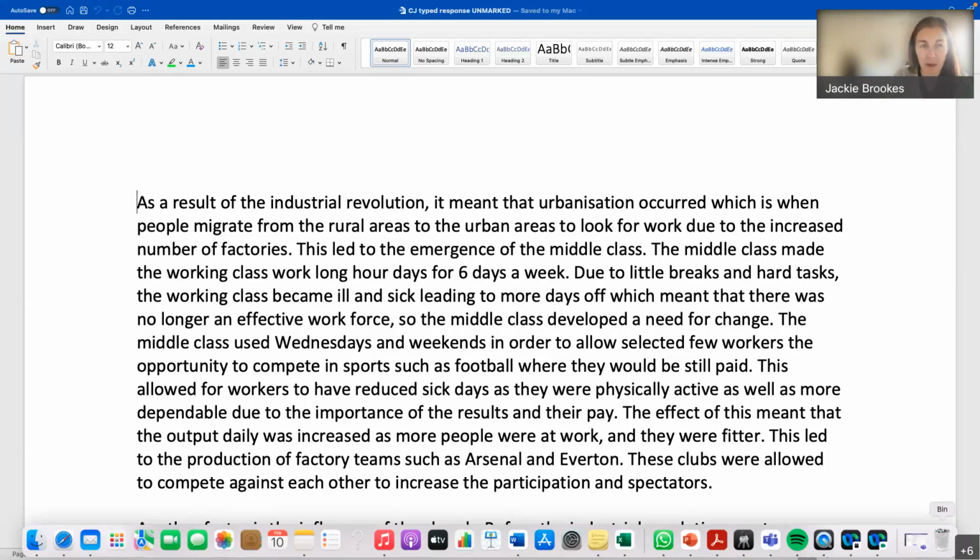I never can quite judge reading time, but hopefully that's given you a little chance to read through that first paragraph. If I was with you physically, I might be asking you to annotate it. So where you think that student's given a change, where they've applied it to what was going on during the Industrial Revolution, and then what was that say why? Have they talked about the impact that had on the working class?